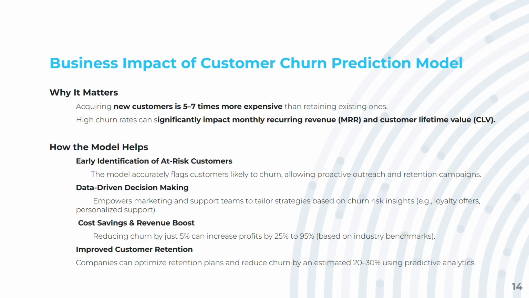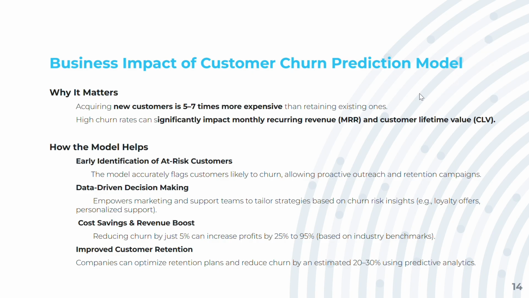Now, the business impact of the customer churn prediction model. We all know that acquiring a new customer is 5 to 7 times more expensive than retaining an existing one. So, by using this customer churn prediction model, we can identify which customers are likely to stop using the product. Based on that, we can provide better features to retain the existing ones. It helps with early identification of risk customers, data-driven decision making, cost saving and revenue, and improved customer retention.